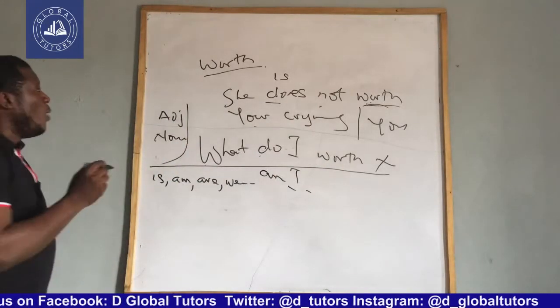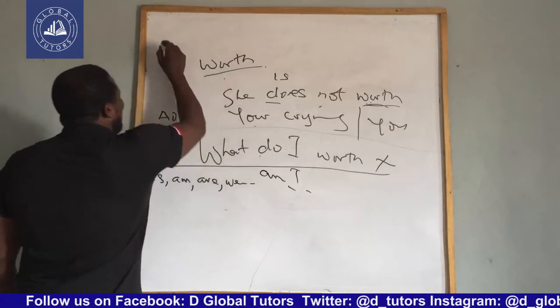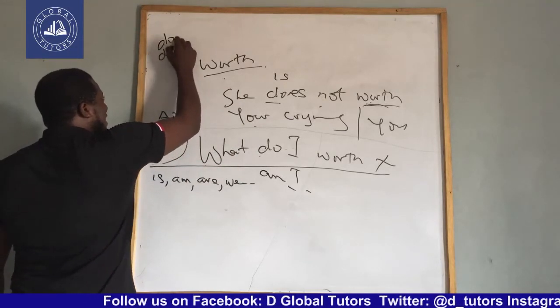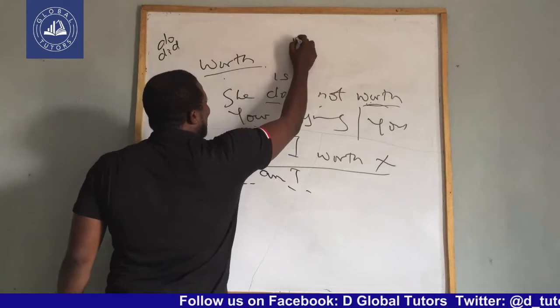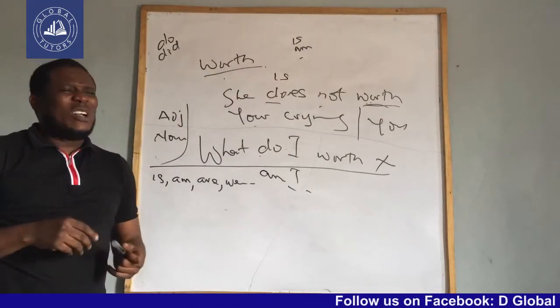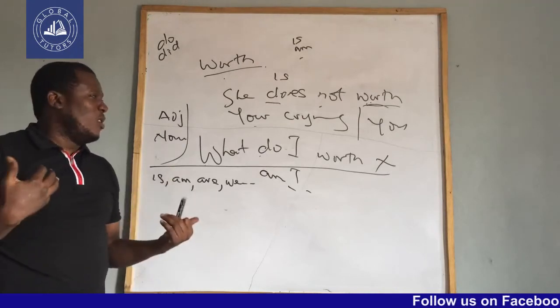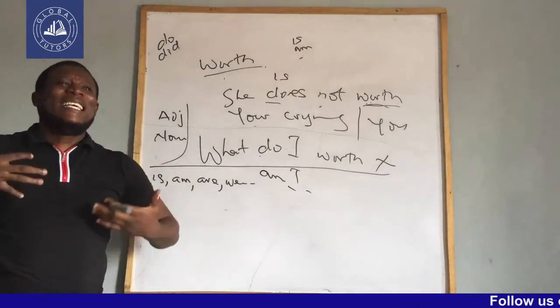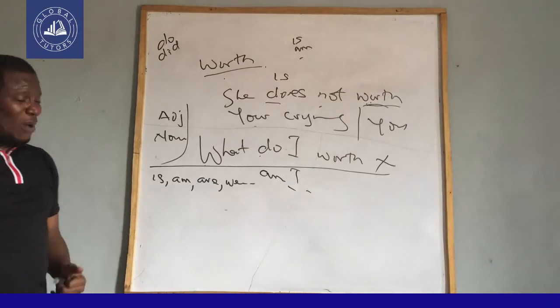So please note, whenever you use the word worth, avoid do, avoid did, and use words like is, and so forth. So it is very common for you to say, "What are you worth? What am I worth? What is she worth?" In fact, "What is Nigeria worth in the global market?"